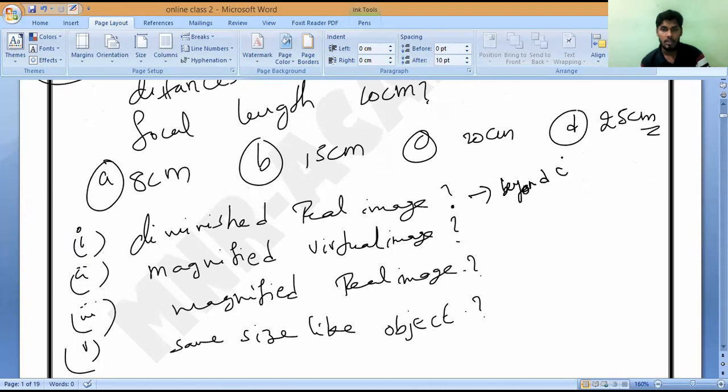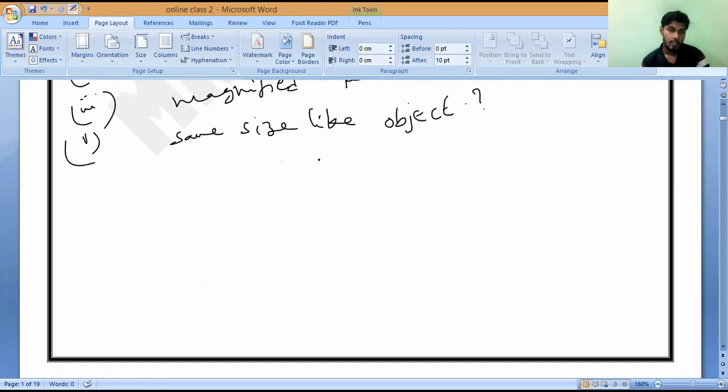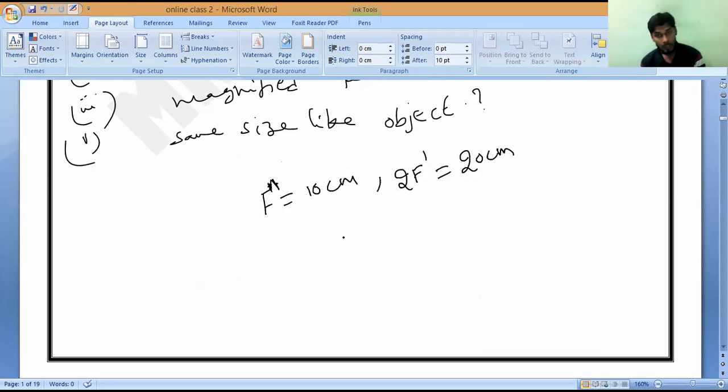Beyond C means here how much is C? 20. C equals 20 because F is equal to 10 centimeter, they have given F equals 10 centimeter. Sorry, F, not F dash. So C is 2F, which is 20 centimeter. No, C means optical center here, not there.